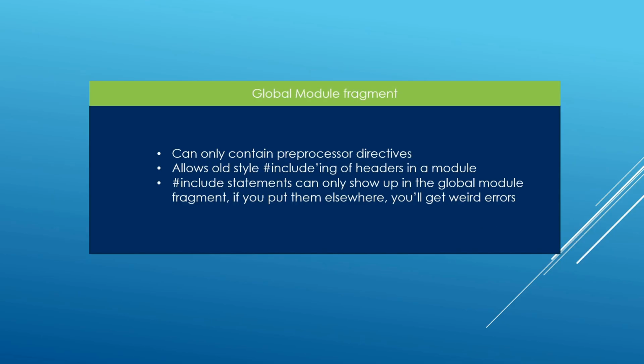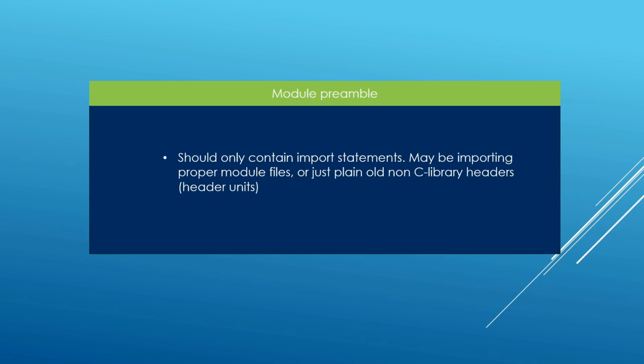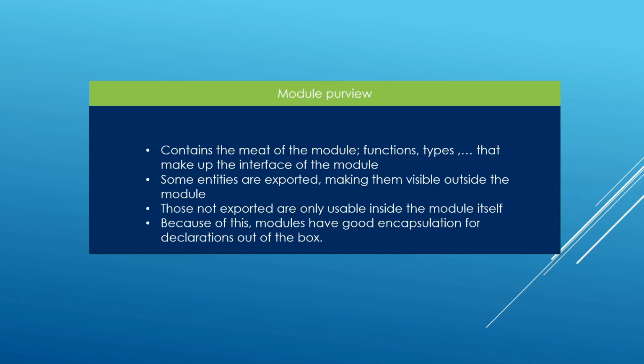Okay, here are a few facts about the global module fragment. It can only contain preprocessor directives. It allows you to include stuff the old way. And it is recommended to put your include statements in the global module fragment. If you put them elsewhere, you will face a few errors. That's the idea here. The preamble is going to contain your import statements. And the purview is going to contain the meat of the module: functions, types, classes, concepts, and really any other entities that you want to make up your module.